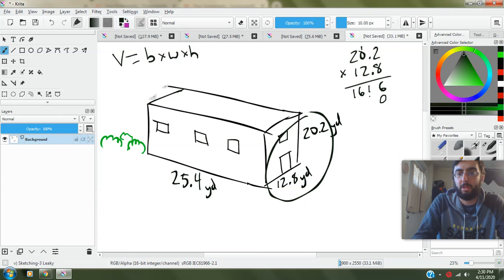2 times 2 is 4. 2 times 0 is 0. 2 times 2 is 4. And then let's get two placeholders. 1 times 2 is 2. 1 times 0 is 0. 1 times 2 is 2.